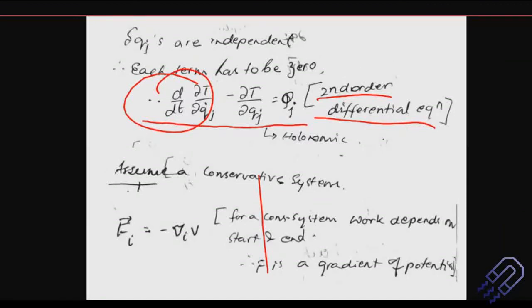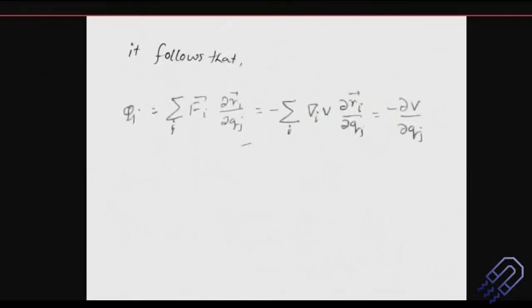Okay, so we can simply write it down as nothing but minus delta V. So this is what the conservative system is all about. Can we use this relation? Yes, we can. So we'll just plug it in here. If we use this, we can write down the generalized force.